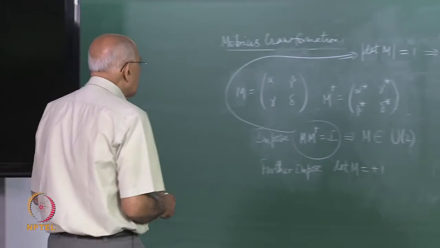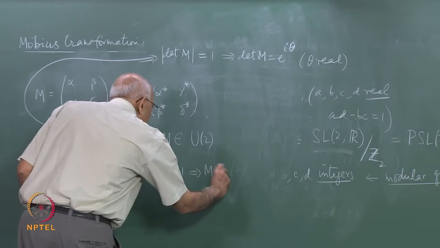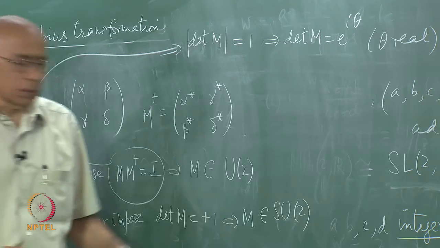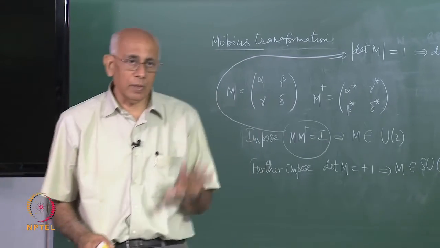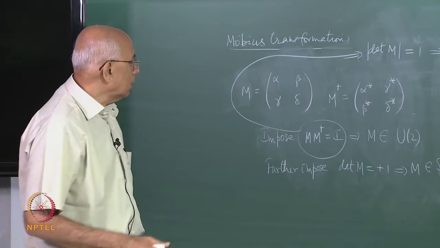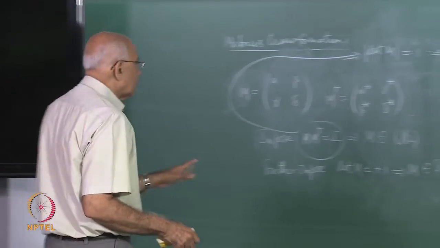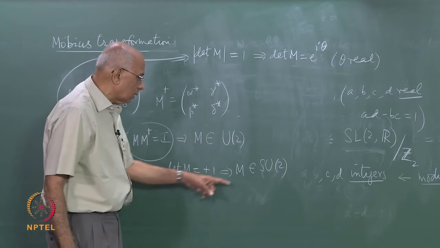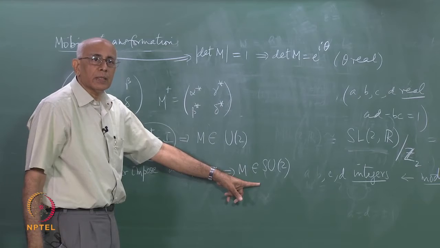So there are 3 independent parameters, and this would imply that M is an element of the special unitary group in 2 dimensions, SU2. As you know, SU2 plays a fundamental role in quantum mechanics, especially in spin half, and it is fundamental to physics in that sense. We will say a little more about this. Now the question is, what is the most general matrix in SU2?